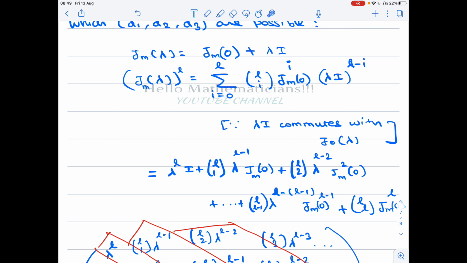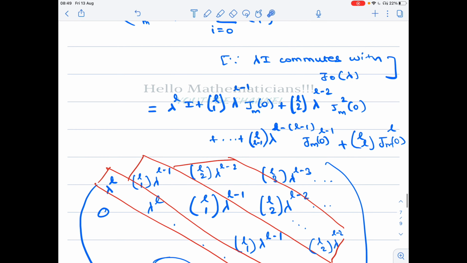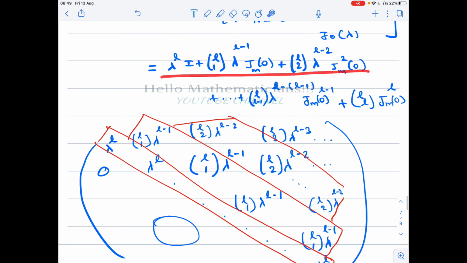So lambda I power L is the same as lambda L power I. For I equal to 0, this will be the identity matrix, and L choose 0 will be 1. So the first term for I equal to 0 reduces to lambda L power I. Then for L equal to 1, we get L choose 1, lambda power L minus 1 times Jm of 0, etc. etc.